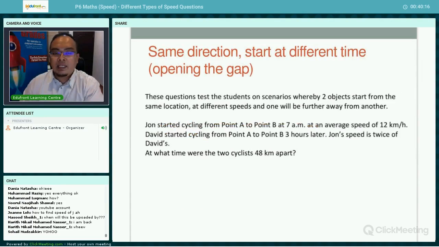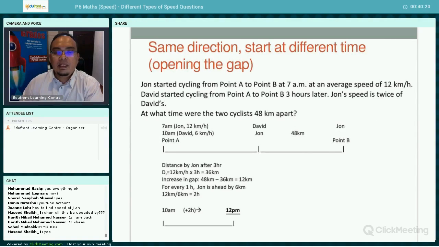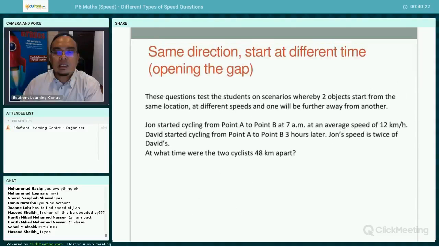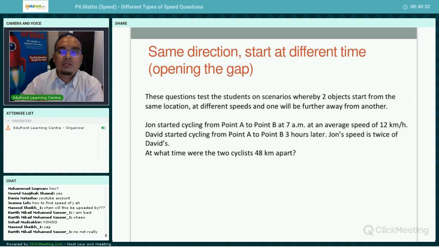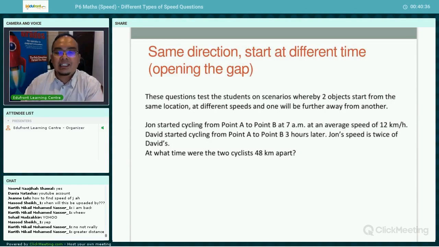To the next one. Now this time around is same direction, start at different time, but opening the gap. Opening the gap. What does opening the gap mean? It means that the object that moved first traveled faster than the object that moved later.